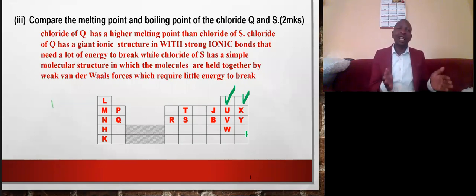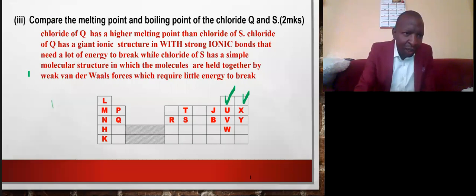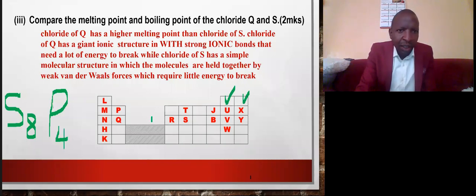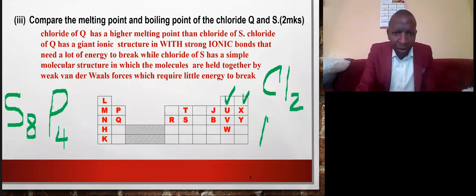So comparing them, we can just write it. That is the molecule of sulfur, 8 atoms. This is the molecule of phosphorus, 4 atoms. This is the molecule of chlorine. And this is the molecule of argon.